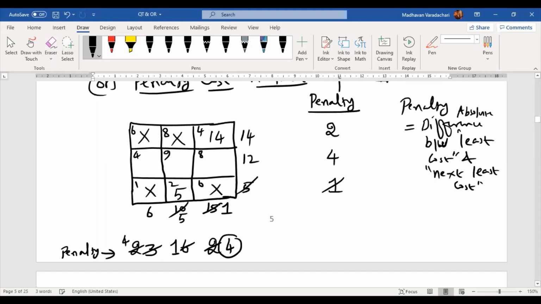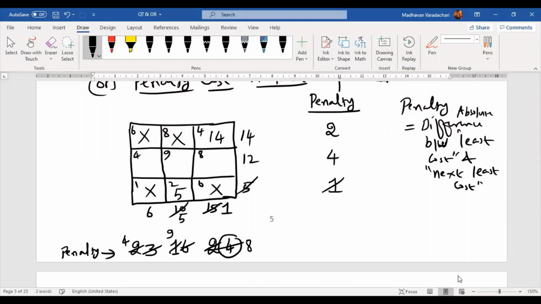9 minus 0 means this penalty becomes 9. Then the last column, 8 minus 0, 8 minus nothing, it becomes 8. Is it clear? Yes, sir. Good. Now what is the largest penalty? 9. Yes, sir. Largest penalty is 9.